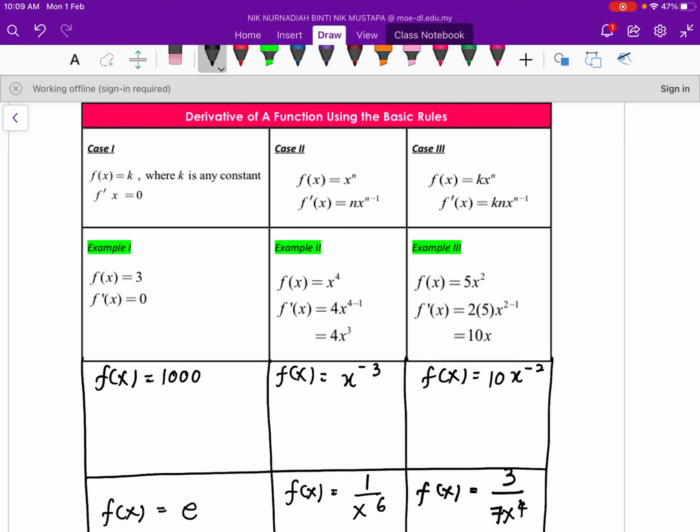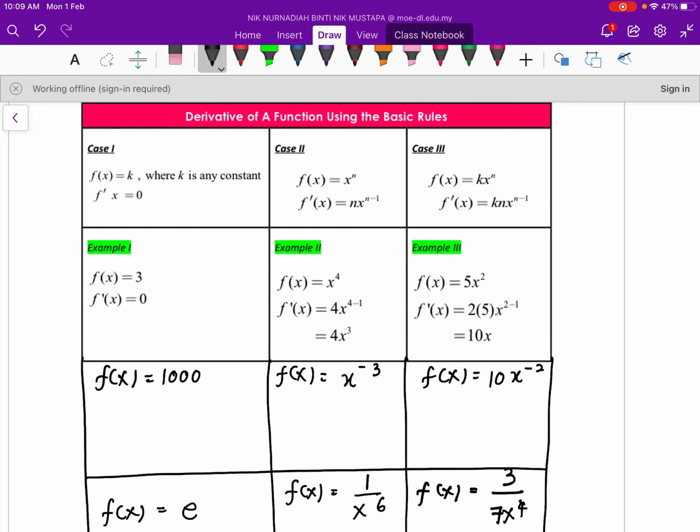Untuk jam yang kedua ni kita akan membincangkan tentang derivative of a function using the basic rules. Okey, sebelum ni kita dah belajar first principle. First principle kita hanya guna sekiranya soalan minta. Okay, find derivative by using first principle. So now kita go to standard way of doing differentiation.